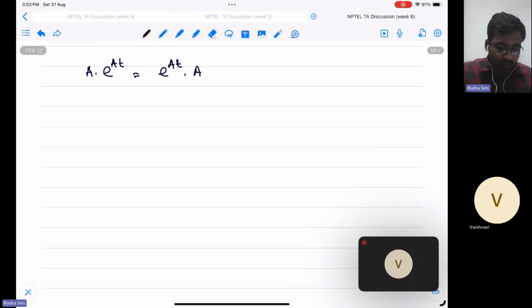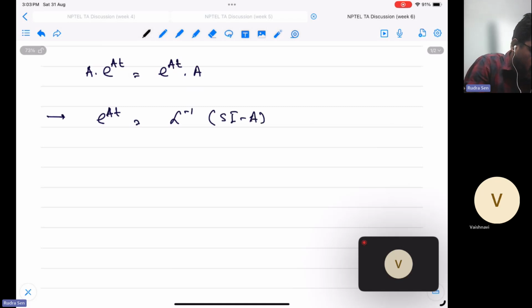Now we will show how, using the diagonalization process, we can find the state transition matrix. As we have studied in the previous class, the state transition matrix e to the power At is the Laplace inverse of (sI minus A) inverse. So here we have to find the inverse of the sI minus A matrix, and then take the Laplace inverse of this matrix. If the A matrix is diagonal in nature, then it won't be an issue. But if it is not diagonal, then it's difficult to find (sI minus A) inverse.